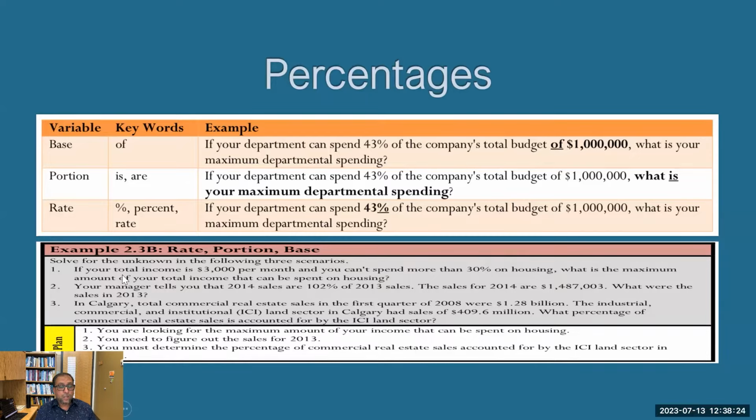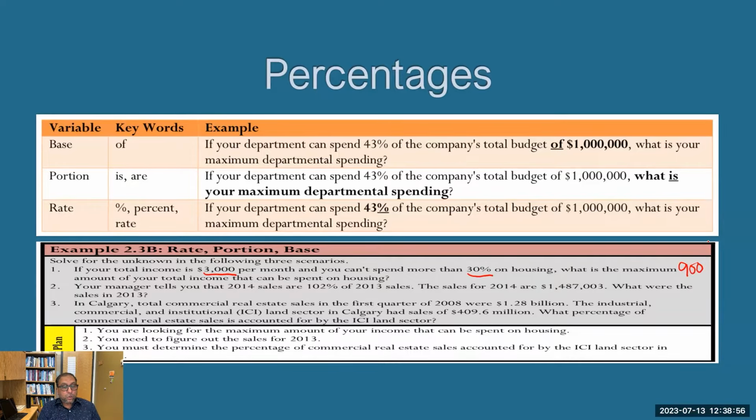For example, if your total income is 3,000 per month and you cannot spend more than 30% on housing, what is the maximum amount of your total income that can be spent on housing? So the base here is 3,000 and the rate is 30%. So what you want to calculate is what portion of the income you are going to spend on housing. So it's going to be 900 because 30% of 3,000 is 900.